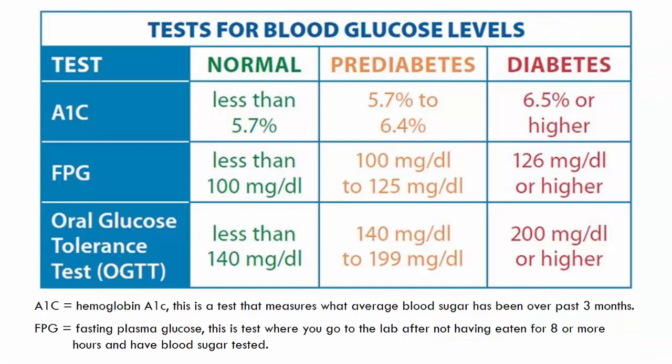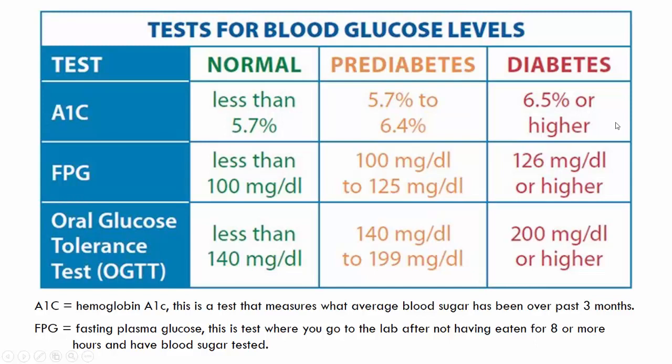In case you're wondering what the tests are for diabetes, there are a couple of tests that are done most often. One is an A1C, which is a hemoglobin A1C. It's a test that measures what the average blood sugars have been over the past 3 months. Normal is less than 5.7. Prediabetes is 5.7 to 6.4, and diabetes is 6.5 or higher.